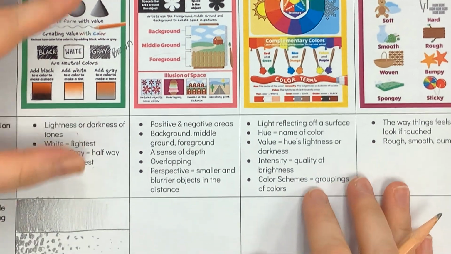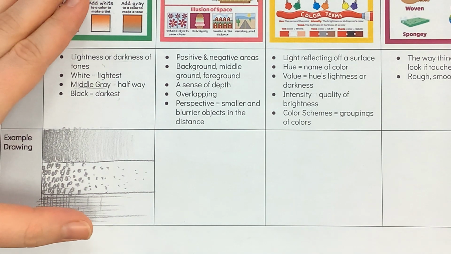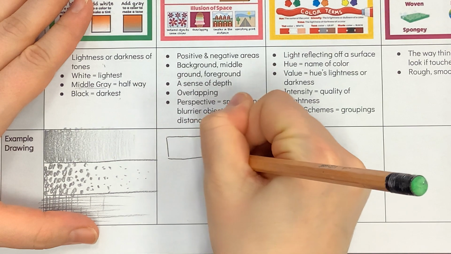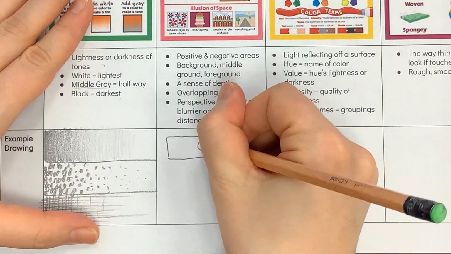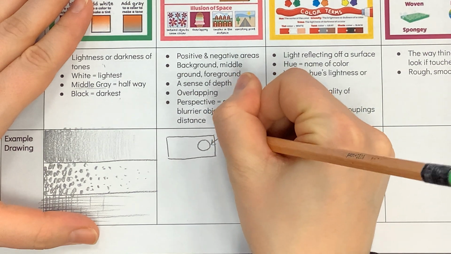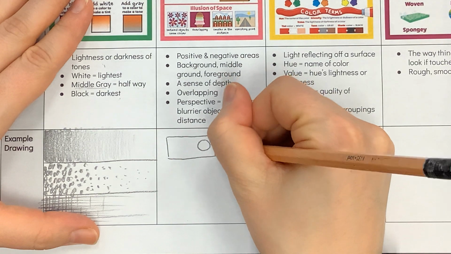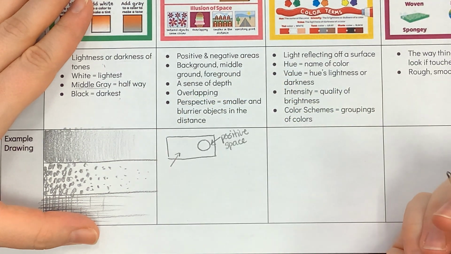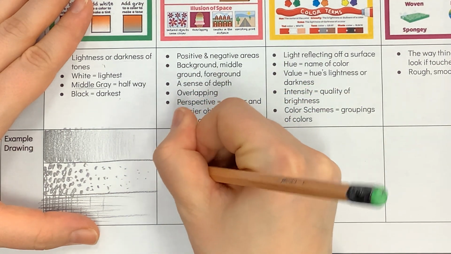So with that, we're going to draw a few different examples. The first one is I'm just going to draw a rectangle and add a circle inside of it. We're going to call that circle the positive space. This is what I want my viewers to look at. I'm writing positive space. The background, or if we call this a sheet of paper, is going to be my negative space.